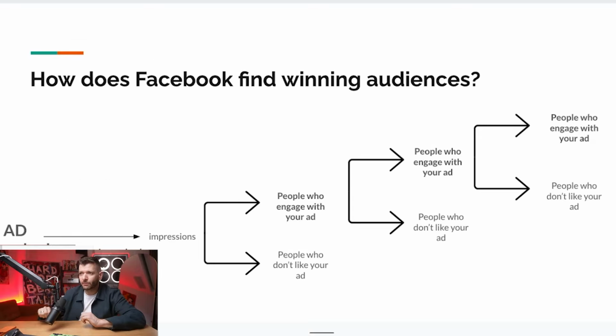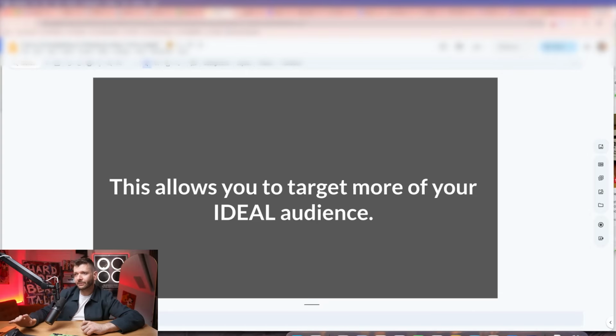So this is how Facebook finds winning audiences. You launch your ad, and it gets an initial set of impressions. There will be some people who engage with your ad, and some people who don't like your ad. After that, Facebook will try to find more people that are like those who engaged with or liked your ad, and it will try to show your ad to them. Then it goes again and again, expanding that audience to find the most relevant people who are likely to buy your product. Once you understand this concept, it will allow you to target more of your ideal audience, people who are likely to click and buy from your ads.